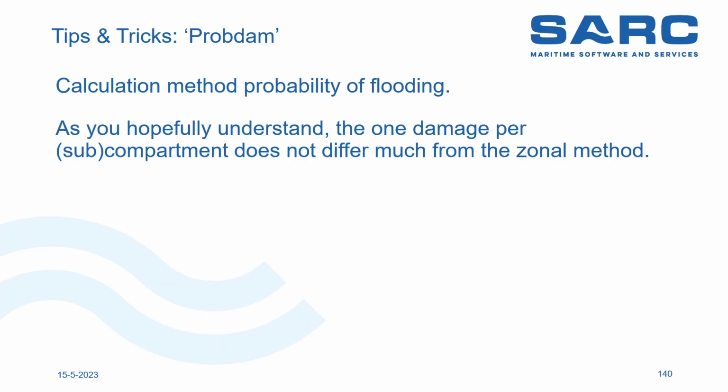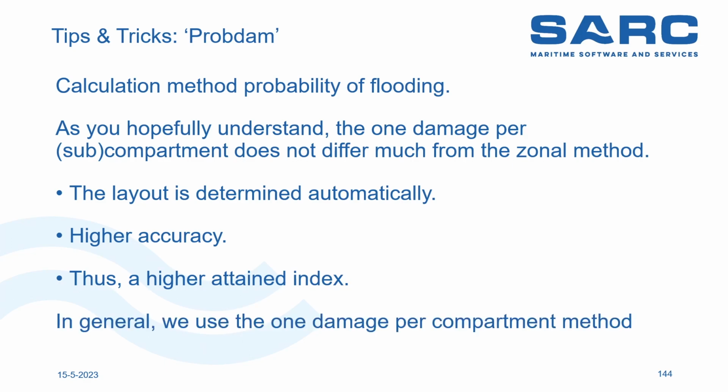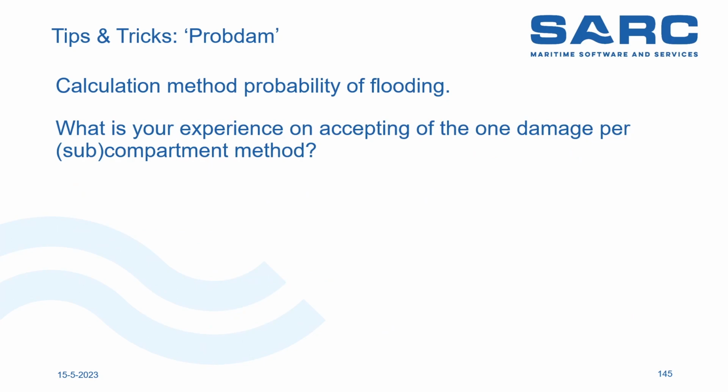So as you hopefully understand, the one damage per subcompartment does not differ much from the zonal method. The layout is determined automatically, higher accuracy, thus a higher attained index, and in general, we use the one damage per compartment method. And I think with the explanation I just gave, you should convince classification society if they have comments on that.